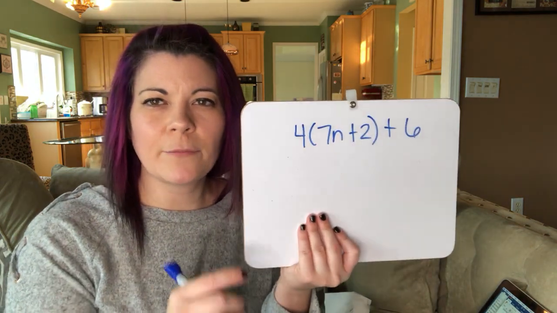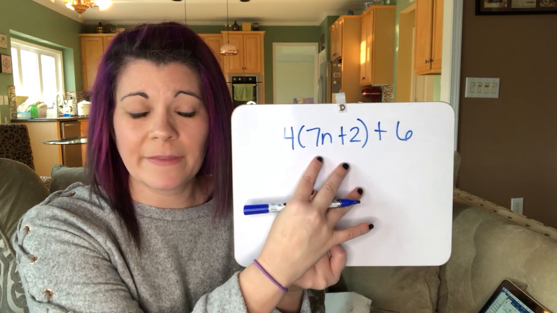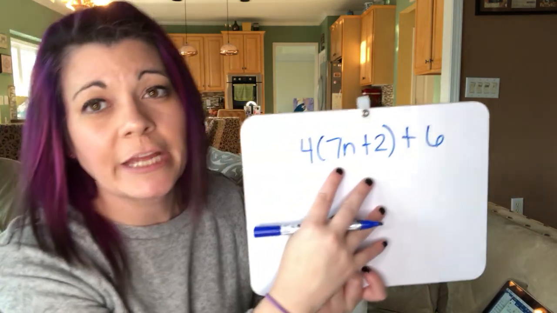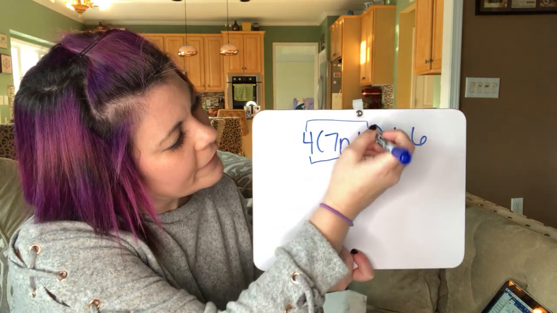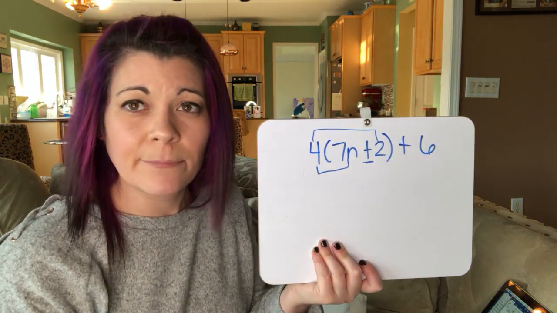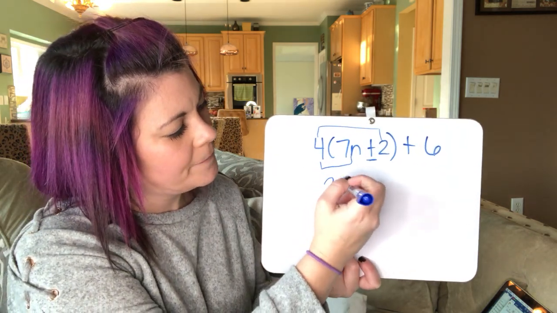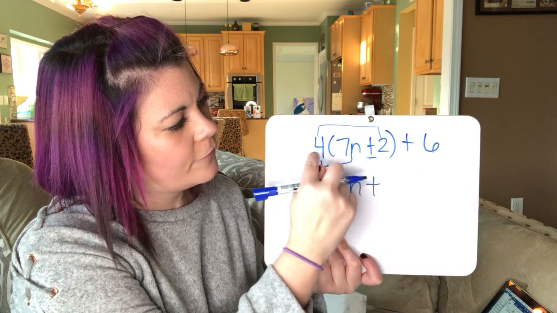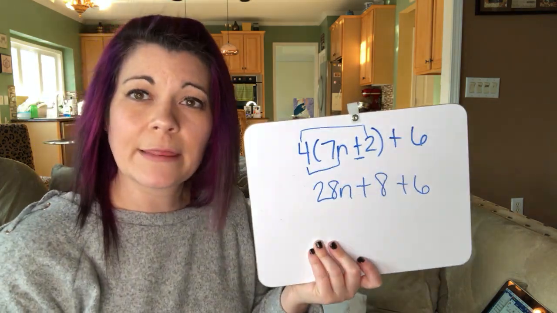So in this case, we're going to distribute this 4 out first because there's nothing we can combine. We can't combine within the parentheses because that's adding unlike terms. So I'm going to do 4 times 7n and 4 times 2 and take the operation that's in between. 4 times 7n is 28n plus 4 times 2 is just 8. And then I'm going to bring that 6 down, plus 6.